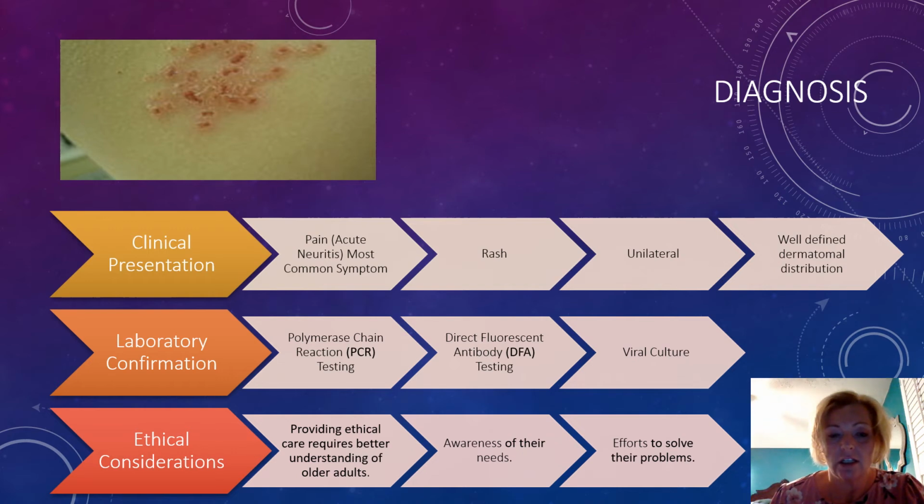Ethical considerations. Providing ethical care requires better understanding of the older adult. We need to be aware of their needs, and we need to make an effort to solve their problems, even if this means helping them find cheaper medications or medications that they can afford to treat their illness.